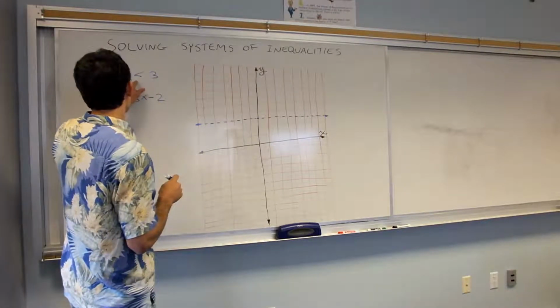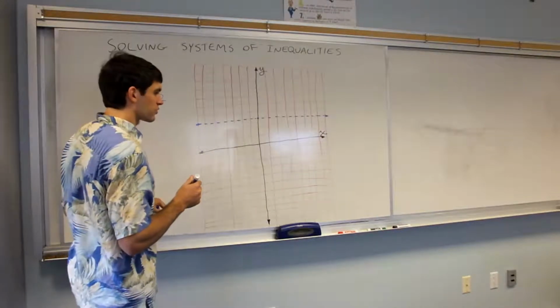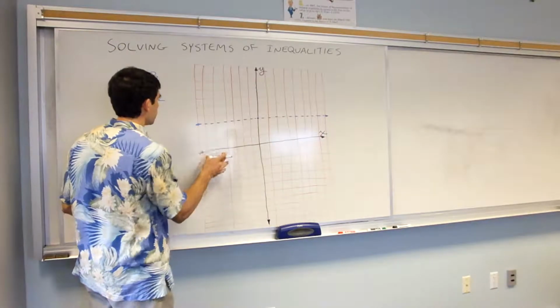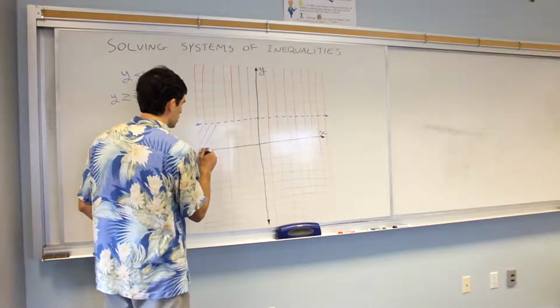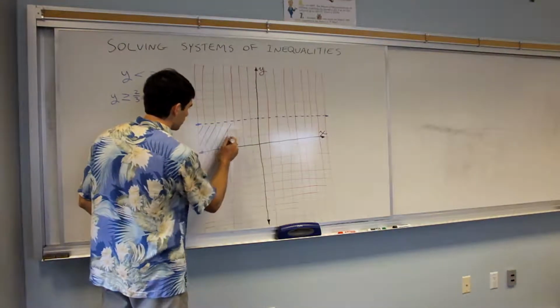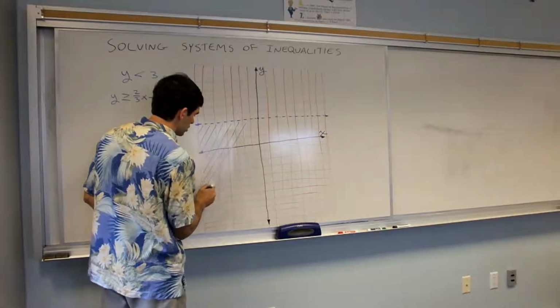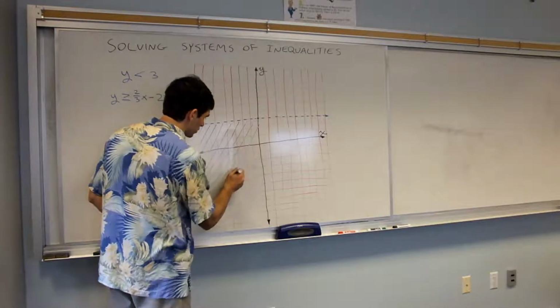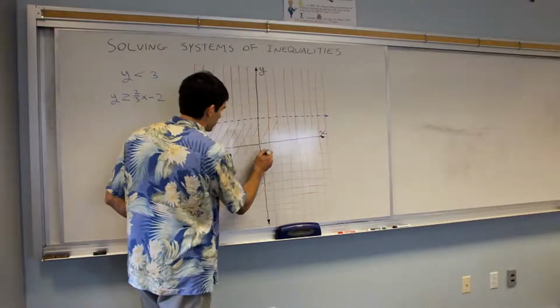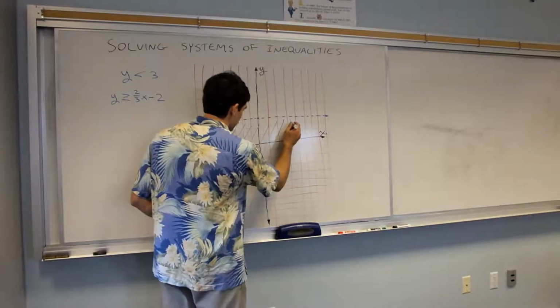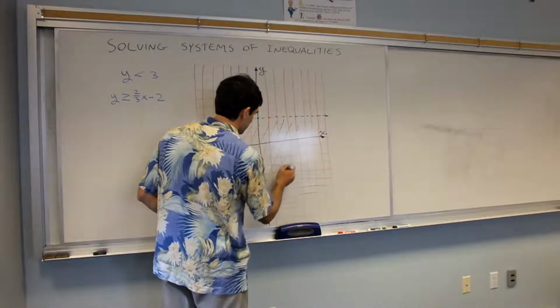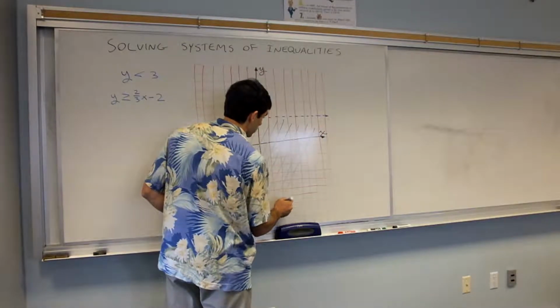And since y is less than 3, I'm going to shade in below the line. So I'm going to use these diagonal blue shadings to represent the solutions to this inequality.